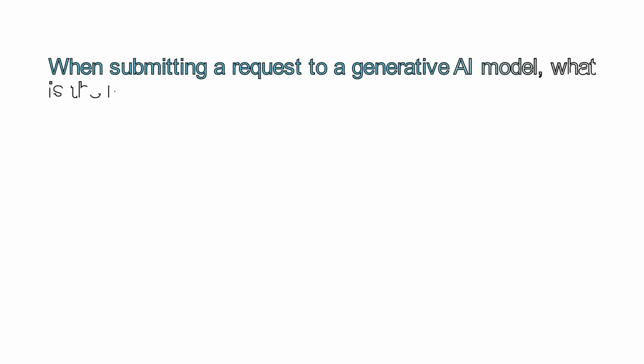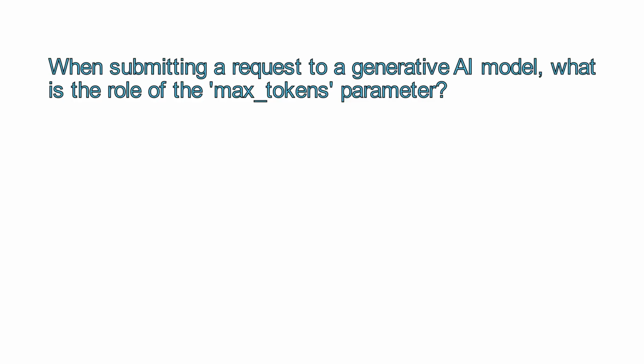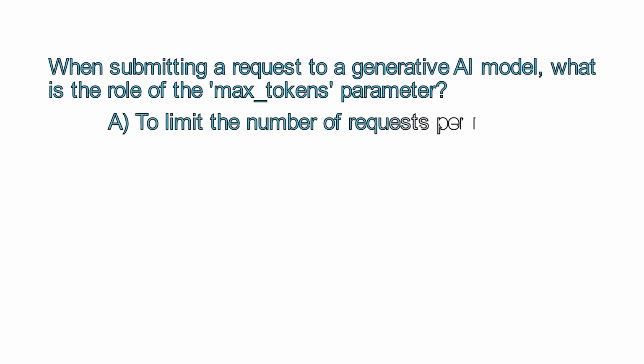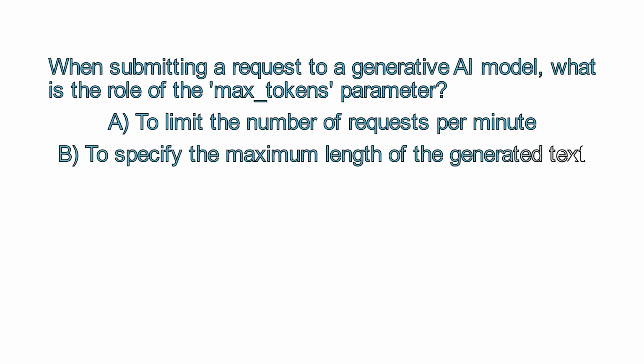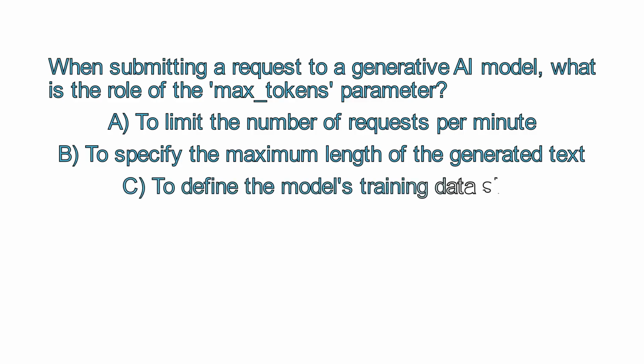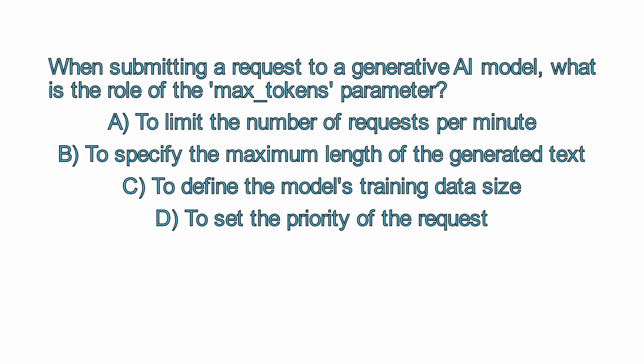When submitting a request to a generative AI model, what is the role of the max tokens parameter? A. To limit the number of requests per minute. B. To specify the maximum length of the generated text. C. To define the model's training data size. D. To set the priority of the request.